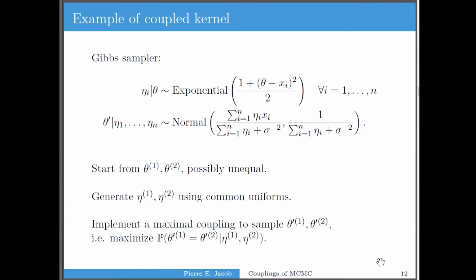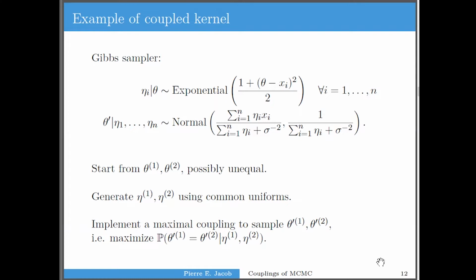So here's a possible construction. You start from theta 1, theta 2. For example, you generate the etas using common uniform variables that you transform to obtain exponentials using the logarithm. At that point, you will not observe the same etas, right, because you will scale them with different values.